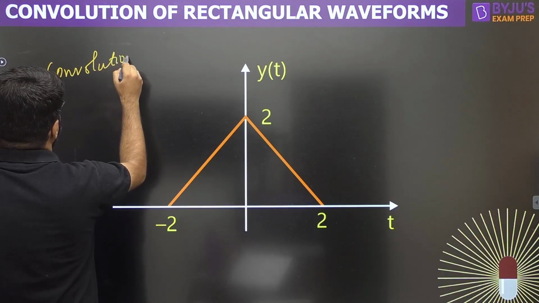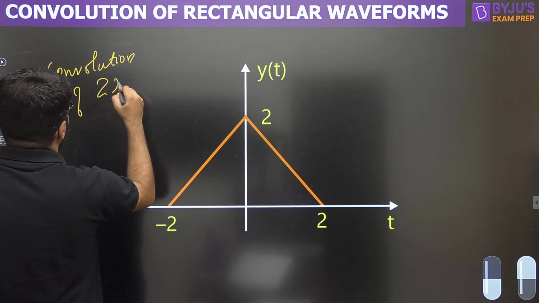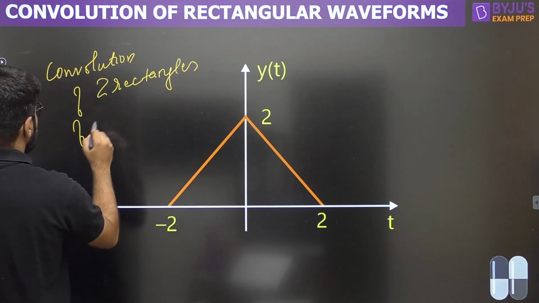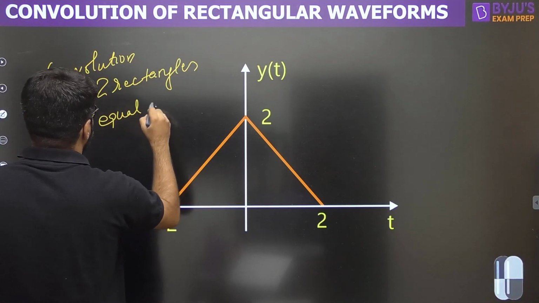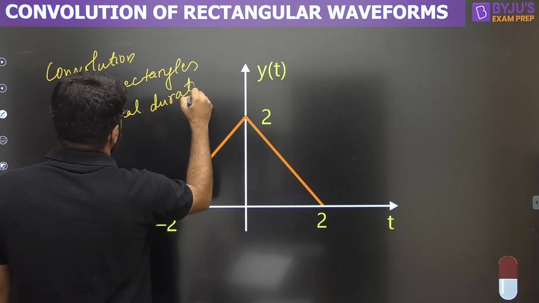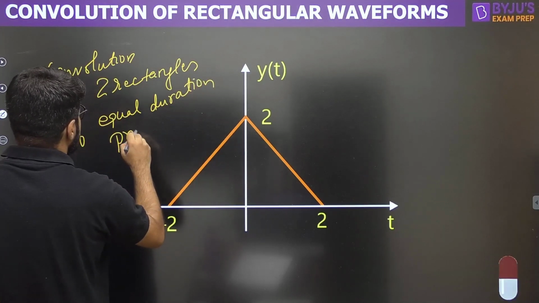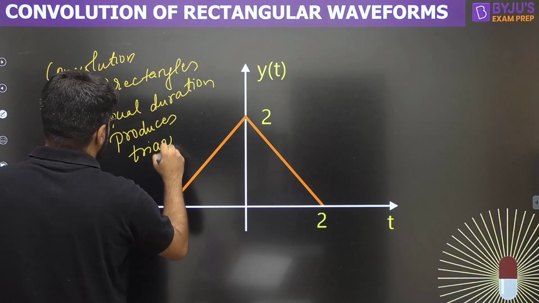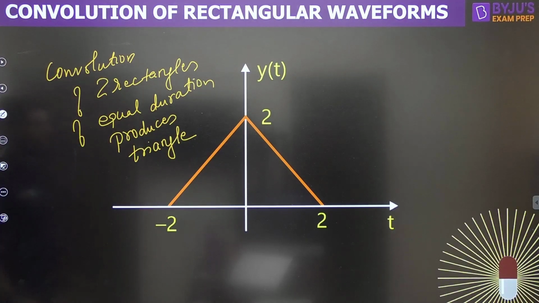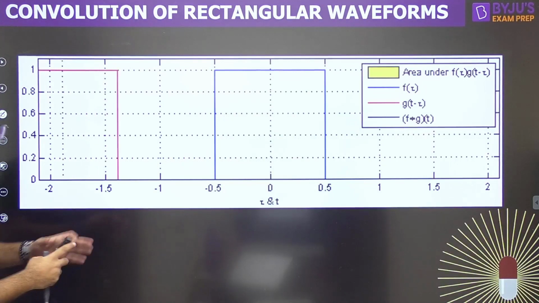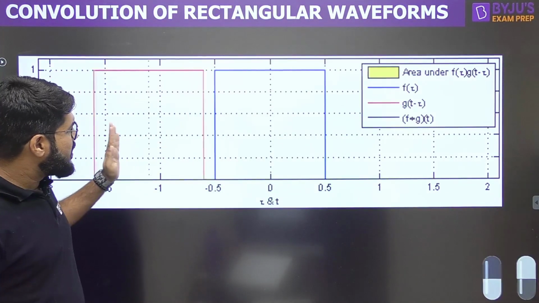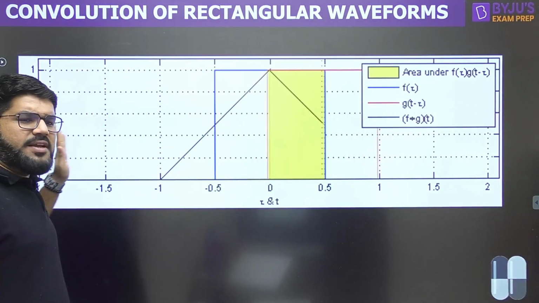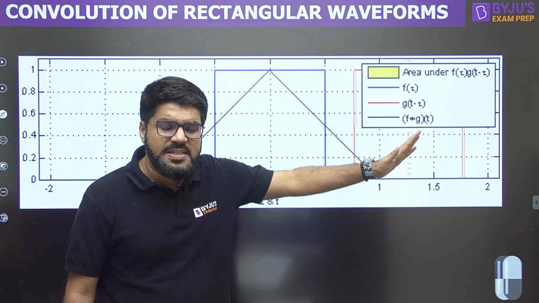Next case also we will learn: convolution of two rectangles of equal duration produces a triangle. So see, this is the actual activity happening. One of them was fixed, and another one is chasing it. Another one is running from minus infinity to plus infinity.